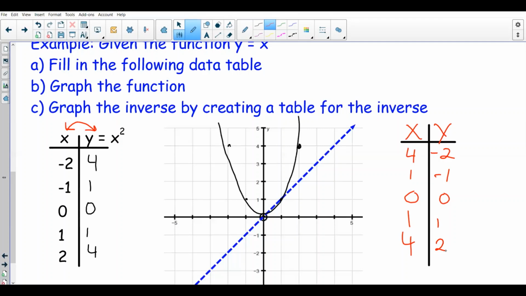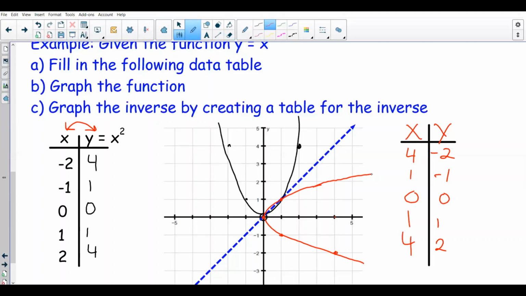Okay, so let's graph this. I have one at the point 4, -2. I have one at the point 1, -1. I have 0, 0. I have 1, 1. So that point's right on top of the other function. And then I have 4, 2. And so when I get that, it's not drawn horribly well, but you can see that I have a quadratic on its side is what it looks like.